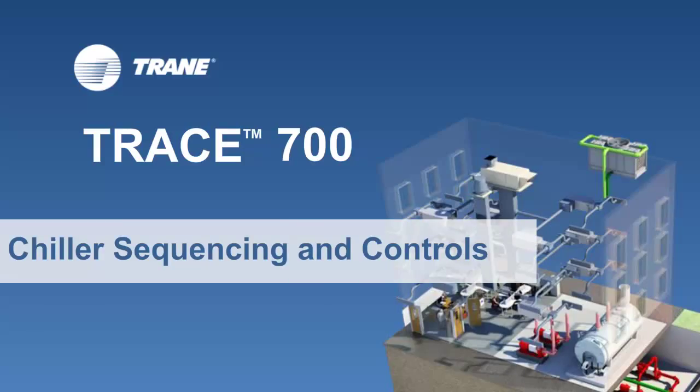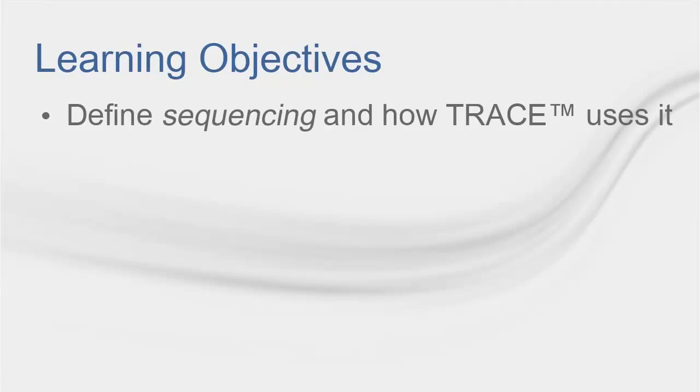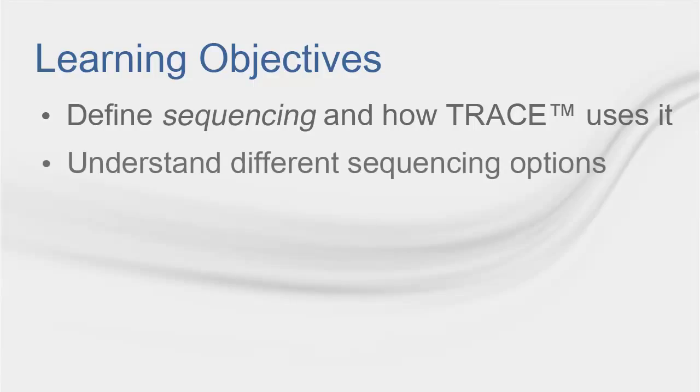group at Trane. Today, we will be talking about plant sequencing and controls, focusing on chiller plant functionality in Trace 700. In this video, we will define sequencing and how Trace uses it, discuss the different sequencing types, and learn how to set up a sequence.